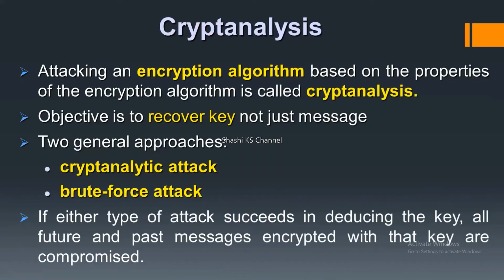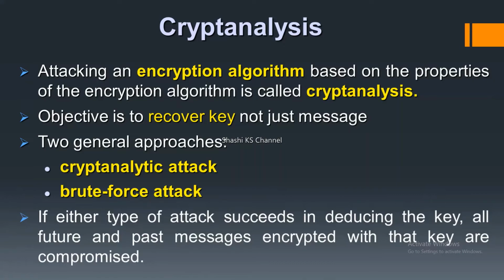The next is about cryptanalysis. Cryptanalysis is when an encryption algorithm is attacked. When an analyst attacks the encryption algorithm and tries to exploit the characteristics or properties of the encryption algorithm, it is called cryptanalysis. Typically the motive of the analyst will be to recover the key rather than simply discover the plain text associated with a particular ciphertext. There are 2 approaches commonly followed for cryptanalysis. One is cryptanalytic attack and the other one is brute force attack.